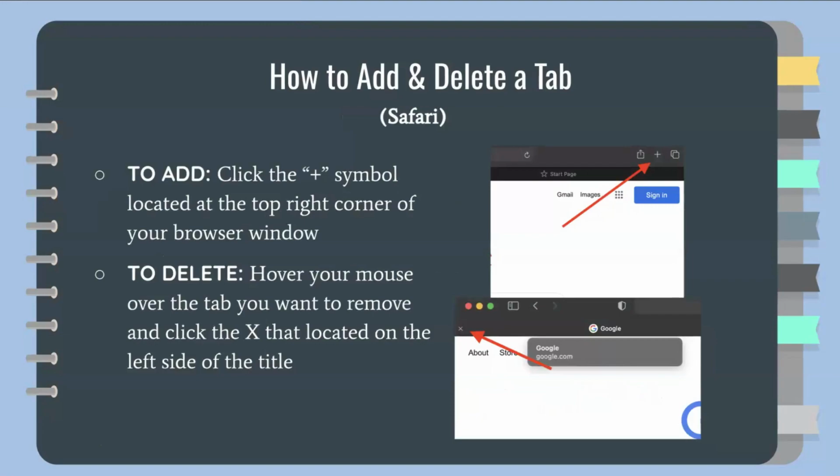To add and delete a tab in Safari, you do the same thing, except you click the plus symbol located at the top right corner of your browser window, and you hover your mouse over the tab you want to remove and click the X that's located on the left side of the title.